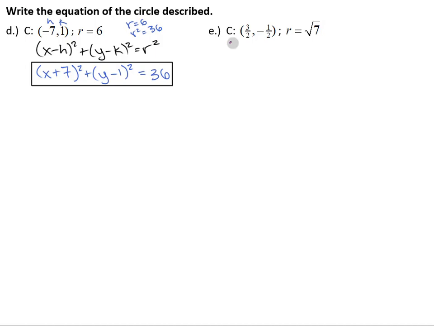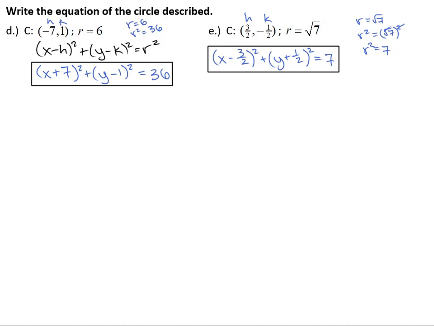All right, let's try the second one here. Again, plugging in, we'll just follow the formula from here. We've got h, we've got k, we've got the radius, we have all the information we need. So this should look like x minus 3/2 squared, y plus 1/2 squared, and if our radius was the square root of 7, well, to get to the radius squared, we need to square both sides. And the square root and square essentially cancel each other out. Oops, sorry, r squared is actually 7. So that is the equation of our second circle.